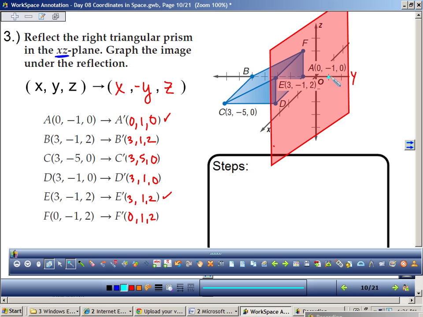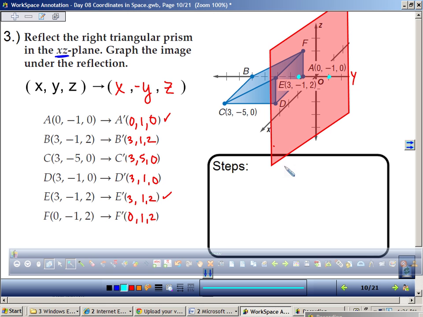Do this one? Okay. So 0, 1, 0 is right there. 3, 1, 2. Okay. Now what? D? Yeah. D is going to be 3, 1, 0. 1, 2, 3. Over 1 and 0. Now what? This one? F. 0, 1, 2, 0, over 1, up 2.